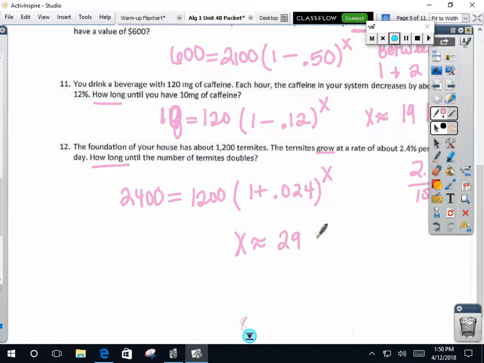Between 29 and 30. And that is days, right? Okay, now we have 4 more to do back on page 4, so go back to page 4.